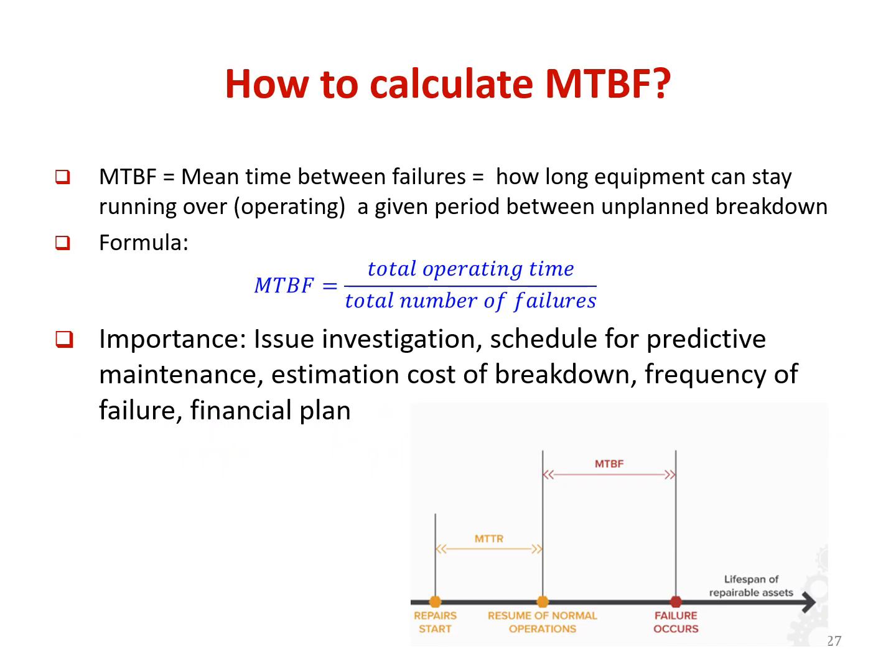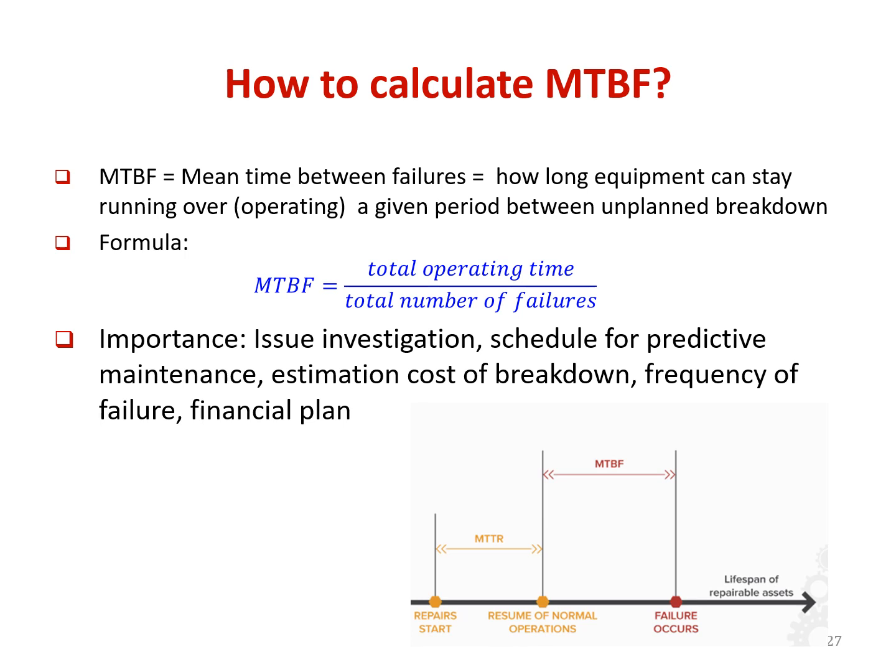So MTBF, mean time between failure, is also understood as how long equipment can stay running or operating for a given period between unplanned breakdown. The formula is given: MTBF is equal to total operating time divided by total number of failures.